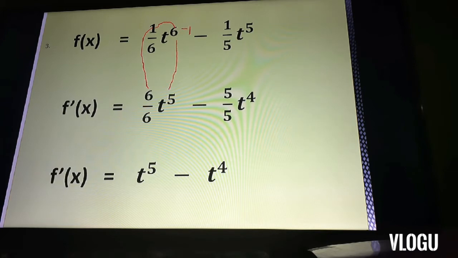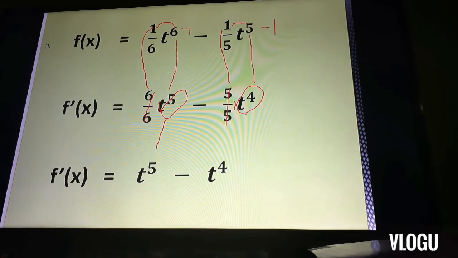Therefore, our first term is 6 over 6 t raised to the 5th power, minus 5 times 1, that is equals to 5 over 5, then t raised to the 5th power minus 1, that is equals to 4th power. Then cancel out po natin yung 6 over 6. Cancel out natin yung 5 over 5. The remaining value is equivalent to t raised to the 5th power minus t raised to the 4th power, and that is our final answer.